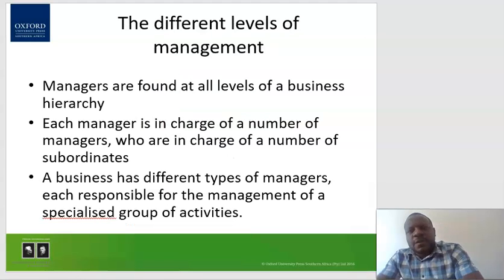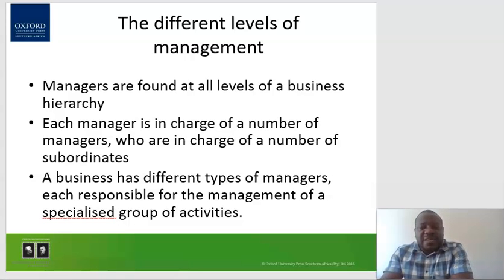Although it seems general knowledge, it is important to understand that managers are found at different levels of a business hierarchy. So in a business, you may have lower level managers, middle level managers, and top level managers. Each manager is in charge of a number of managers who are in charge of a number of subordinates. So issues of the chain of command, issues of authority, issues of responsibility, issues of span of control. That's where we will be looking at them even when we look at organizing as a chapter.